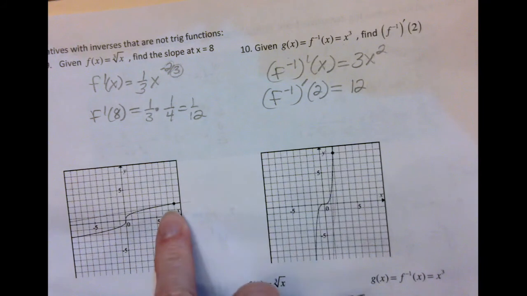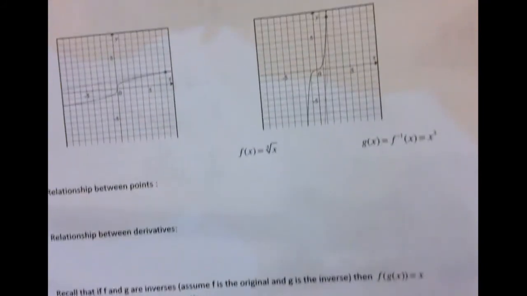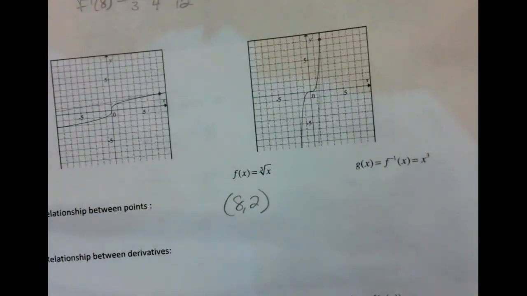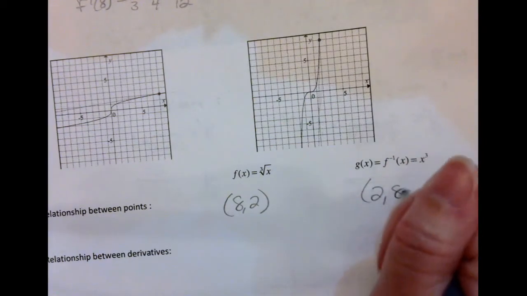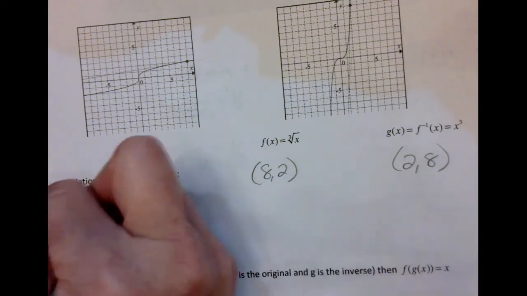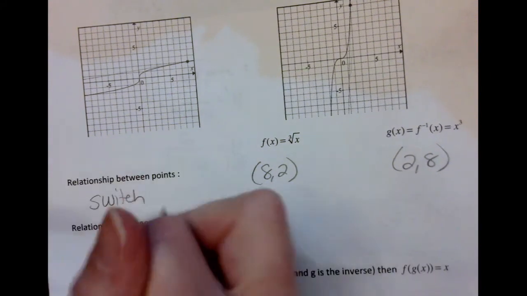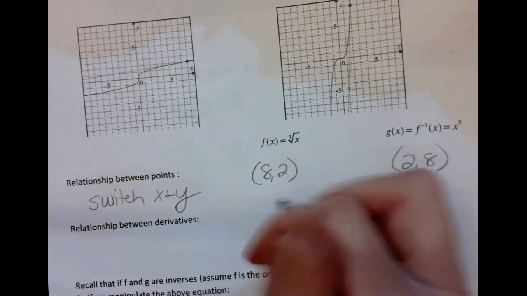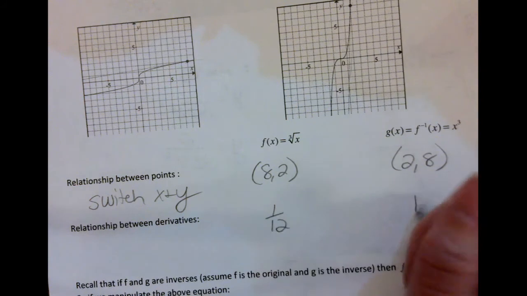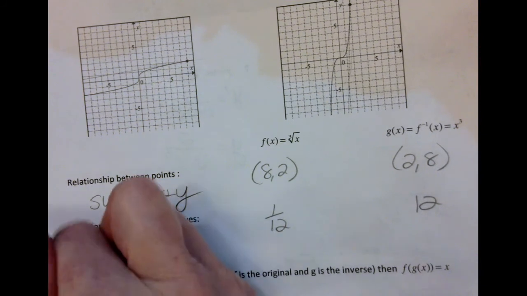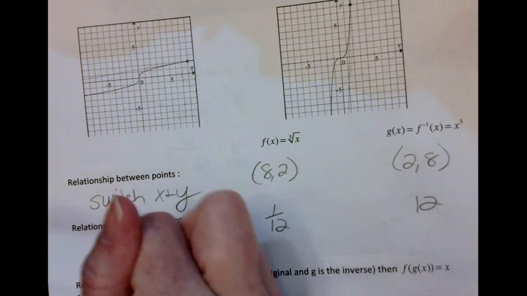So the point we originally had here was (8, 2) on the cube root graph. The corresponding point I analyzed was the point (2, 8). Well, what's the connection here is when you have inverses, you switch the points to find the corresponding points on the inverse. So you're switching x and y as that relationship. Well, if I looked at my derivatives, the first one had a slope of 1/12, and the next one had 12. What's the corresponding theory of what's going on? They are reciprocals.